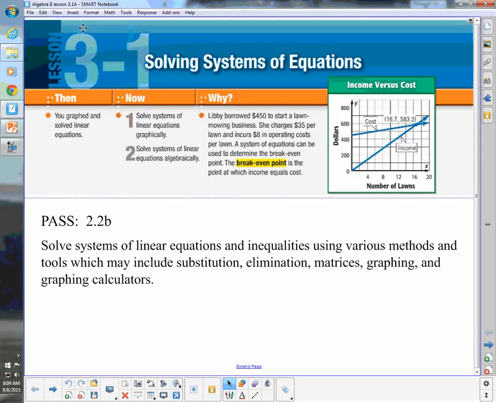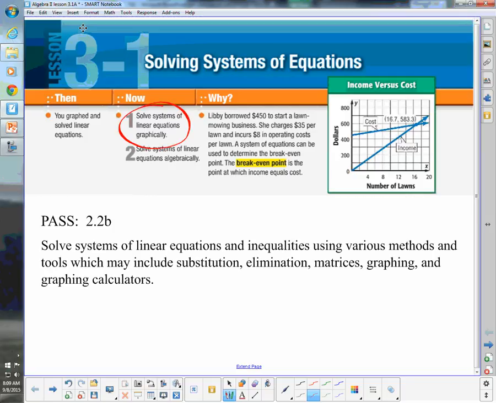Good morning. Today we're talking about lesson 3.1. We're going to take part A today, which is basically solving systems of linear equations graphically. All right? So we're going to be graphing lines and solving equations that way.